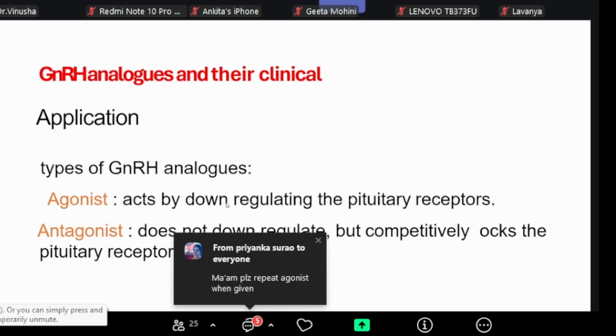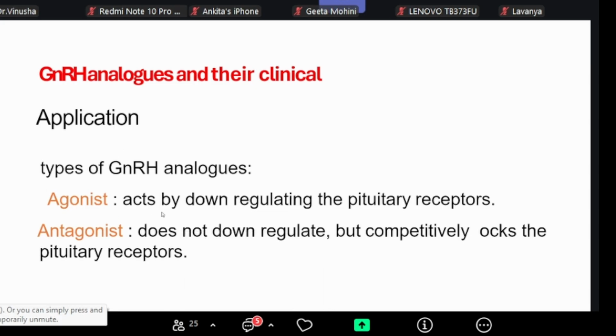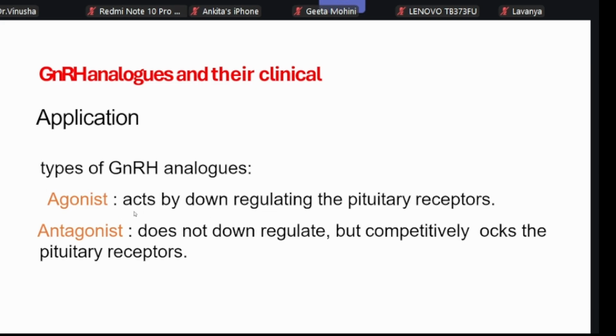The GnRH analogs, the types of GnRH analogs are agonist and antagonist. Agonist acts by downregulating the pituitary receptors. So whenever we give a GnRH agonist, initially it will cause a flare effect. It will stimulate the pituitary, release FSH and LH. And after the initial flare effect, it causes a desensitization of the pituitary and then causes pituitary suppression.